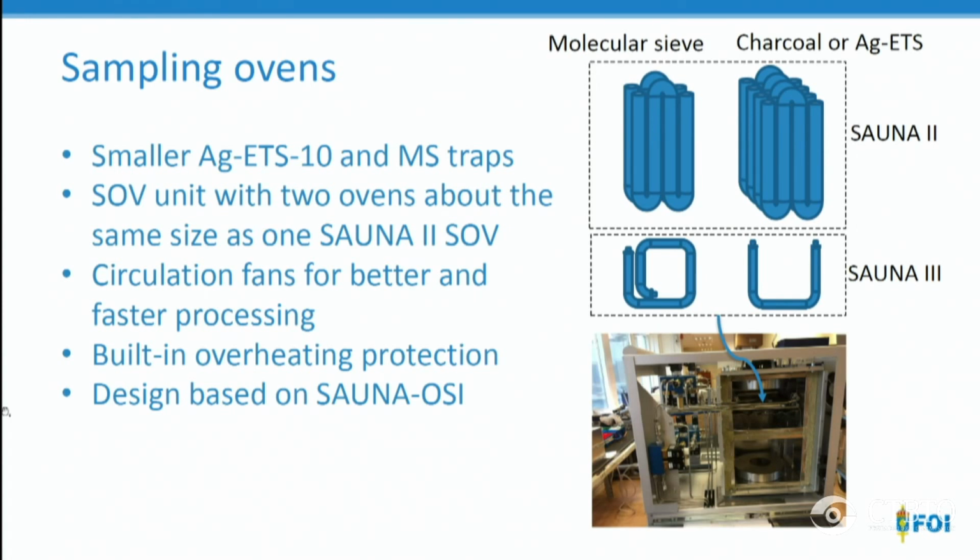And we can also then make the ovens much smaller. So we based the new ovens construction on the OSI system design. And you can see a picture here that's from SnT manufacturing the first commercial sampling oven.